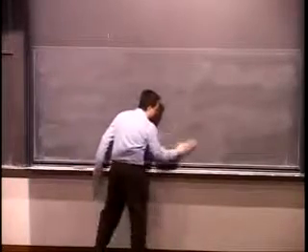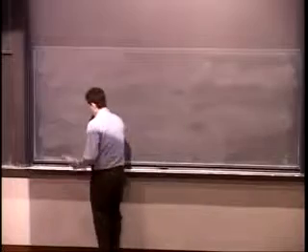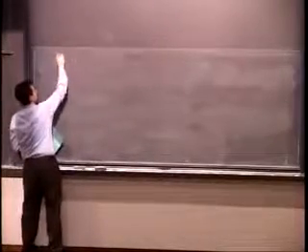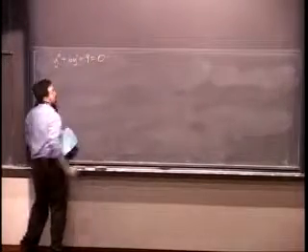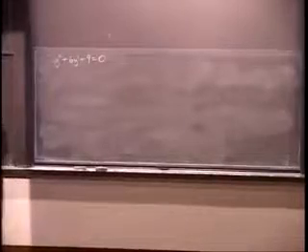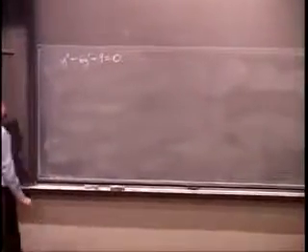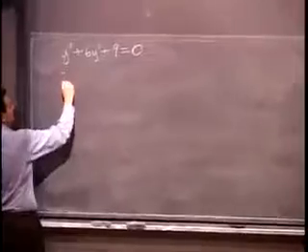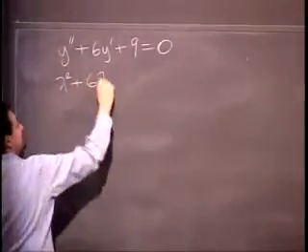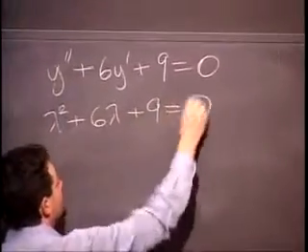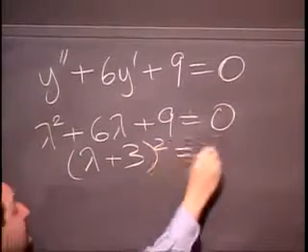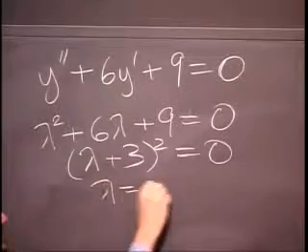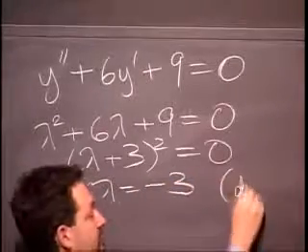Right, so I've got to give you two more examples. I've given you an example of the first type. Let's look at an example of the second type. y double prime plus 6y prime plus 9y equals 0. So let's check that out. It's a homogeneous equation because of the 0 on the right. Let's form the quadratic equation lambda squared plus 6 lambda plus 9 equals 0. And this factors into lambda plus 3, all squared, equals 0. So lambda equals minus 3 is a double root.